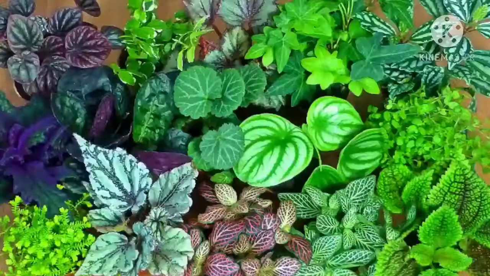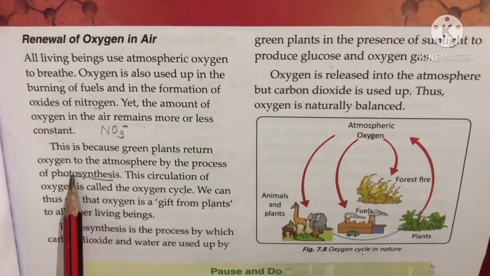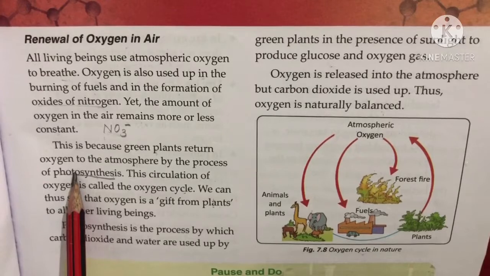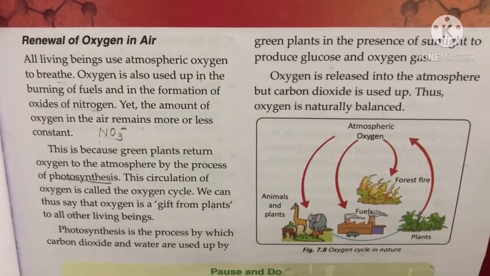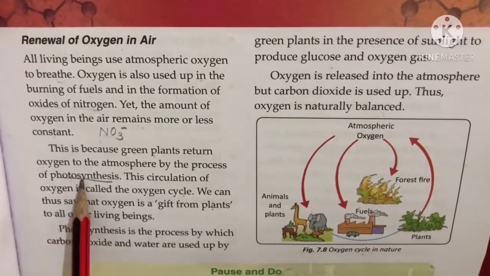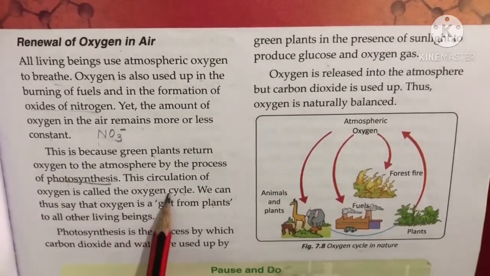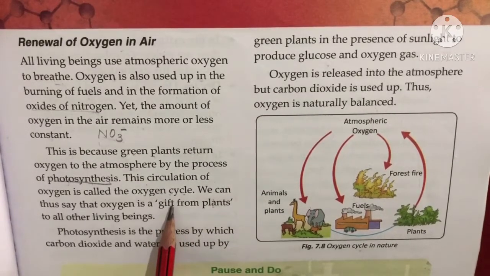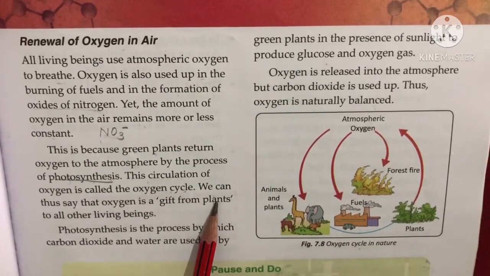This is because green plants return oxygen to the atmosphere by the process of photosynthesis. And what is photosynthesis? Photosynthesis is a process by which green plants prepare their own food. They use the carbon dioxide that we exhale and they release oxygen. This circulation of oxygen is called the oxygen cycle. We can thus say that oxygen is a gift from the plants, meaning we get oxygen from the plants because they release oxygen gas.